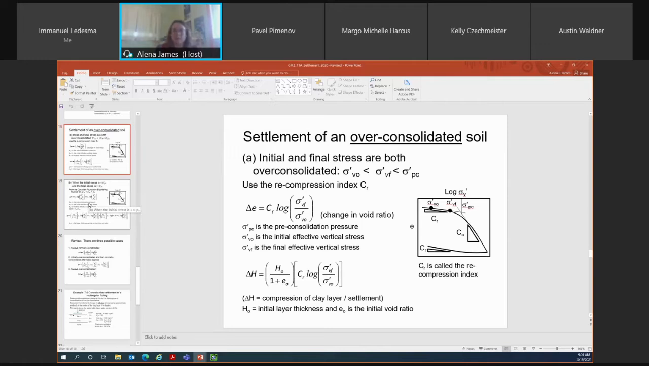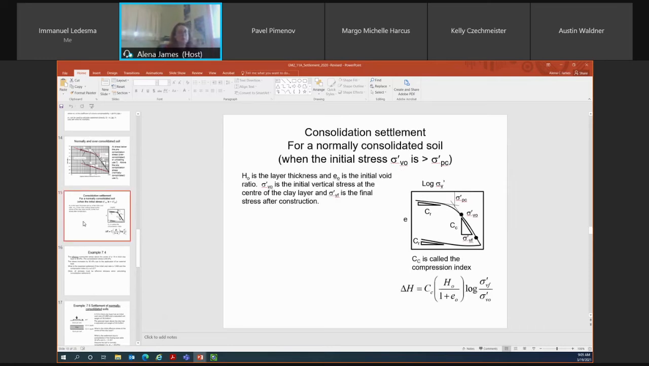Any questions on, I have one more scenario to go through, but I'll pause here because the next scenario is a little more complicated. Any questions on how you determine if a material is normally consolidated or over-consolidated? Yep.